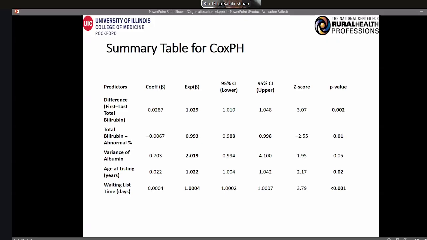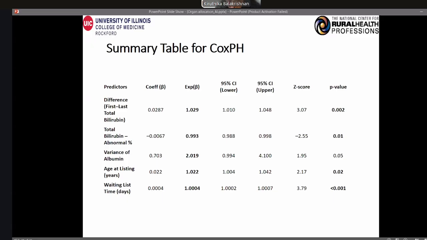Next, we have the percentage of abnormal bilirubin readings, which has a negative coefficient, and the hazard ratio is slightly below 1. This suggests that a higher proportion of time spent with abnormal bilirubin values was associated with slightly lower risk. This may seem counterintuitive, but it could reflect the fact that patients with chronic but stable bilirubin elevations were better managed or had slower disease progression compared to those with rapid fluctuations.